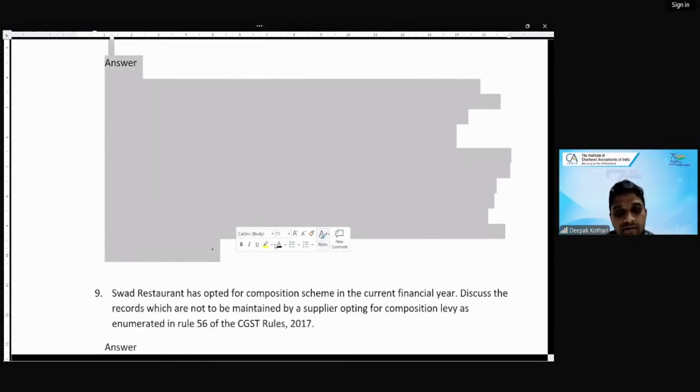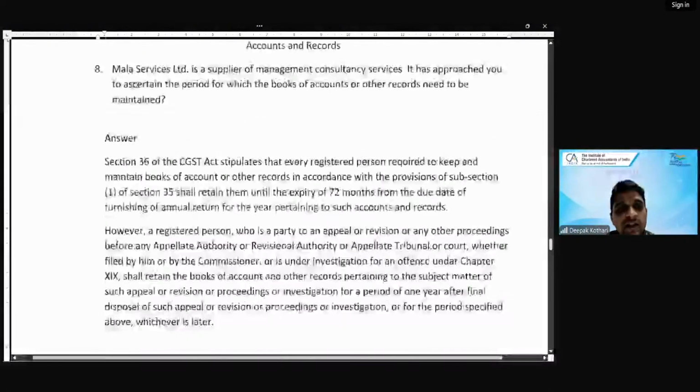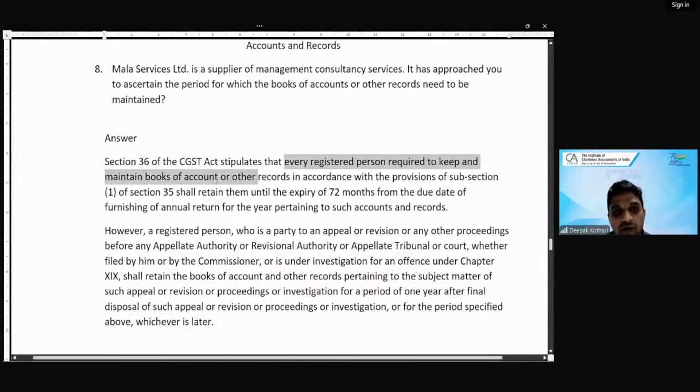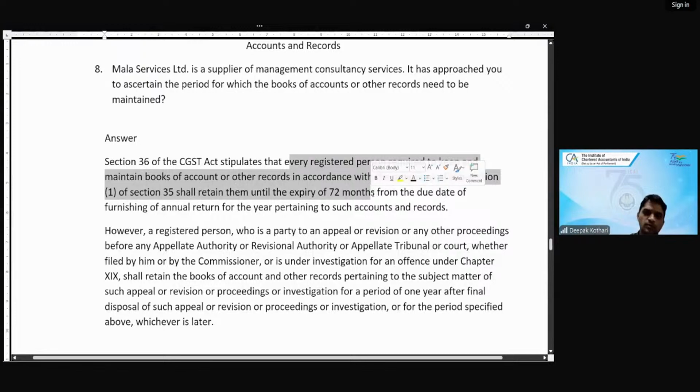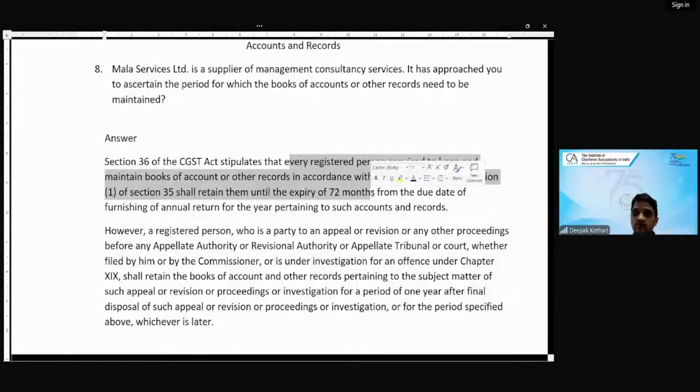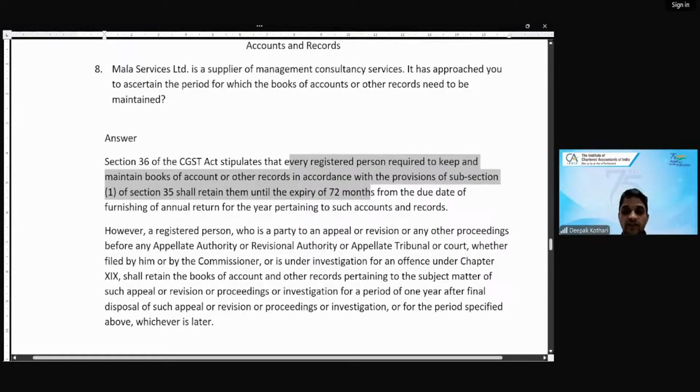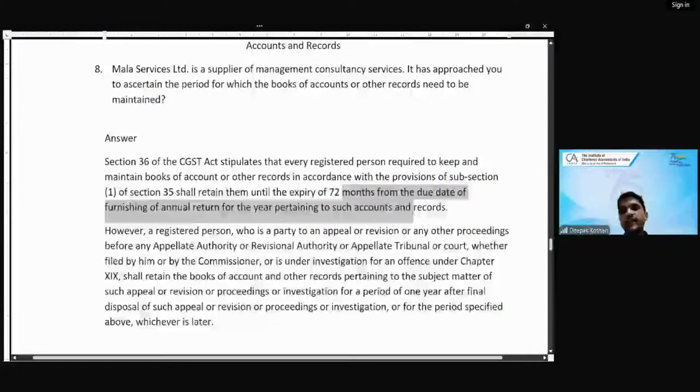Okay. So here is the answer. Section 36 of the CGST Act stipulates that every registered person required to maintain books of accounts in accordance with the provisions of Section 35 shall retain them until the period of 72 months. So everybody is confident of the 72 months. Nobody has made a mistake. But 72 months from when? That is also important. From the expiry of 72 months from the due date of furnishing of the annual return pertaining to such accounts and records.